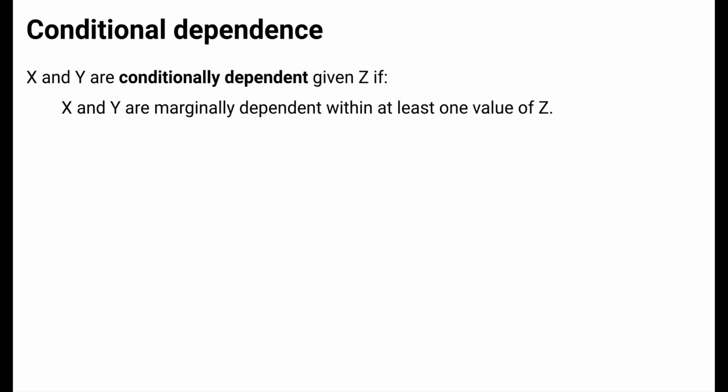All right, we've seen marginal independence and dependence, and we've seen conditional independence. Is there a concept of conditional dependence? Yes, there is. Two variables x and y are conditionally dependent given z if they are marginally dependent within at least one value of z. Another way to put this is that if we look at the subgroups formed by filtering on z, x and y are dependent in at least one of these subgroups.